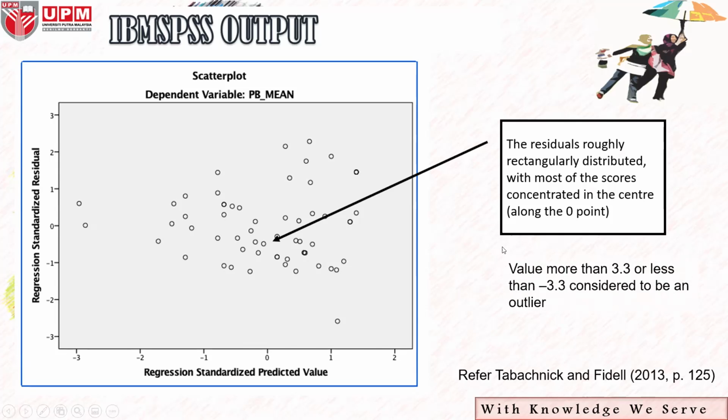This one according to scatter plot. Okay. So this one the value more than 3.3 or less than -3.3 considered to be an outlier. So most of the data set centered at the 0 location, but still all the data ni still within the range of plus minus 3.3. So there is no issue of outliers kat sini, residual ni.